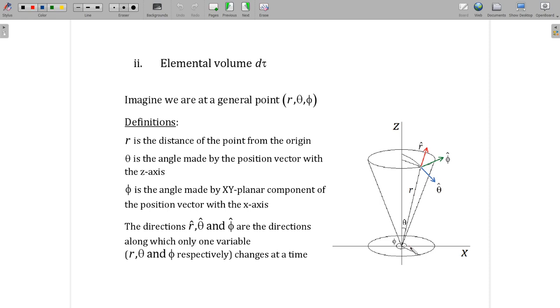Phi is called the azimuthal angle. It's the same angle that we use in two-dimensional polar coordinates. In two-dimensional polar coordinates, we typically use the symbols s and phi. Sometimes we use r and phi as well, but to differentiate the r of the spherical system from the r of the two-dimensional polar system, I'll call that s. So the angle phi in the two-dimensional polar system is exactly the same angle phi that we have in the spherical system. It's the angle made by the projection of the position vector onto the xy plane.